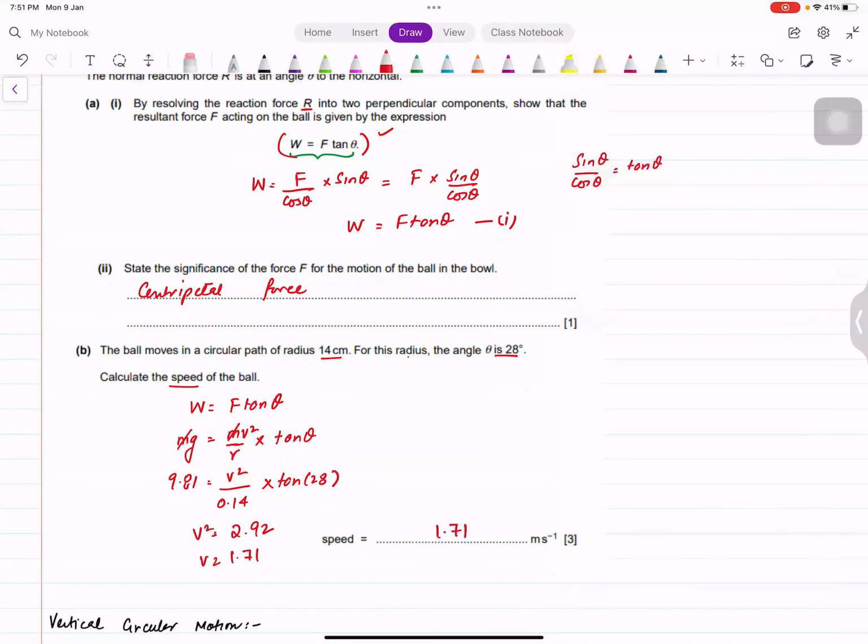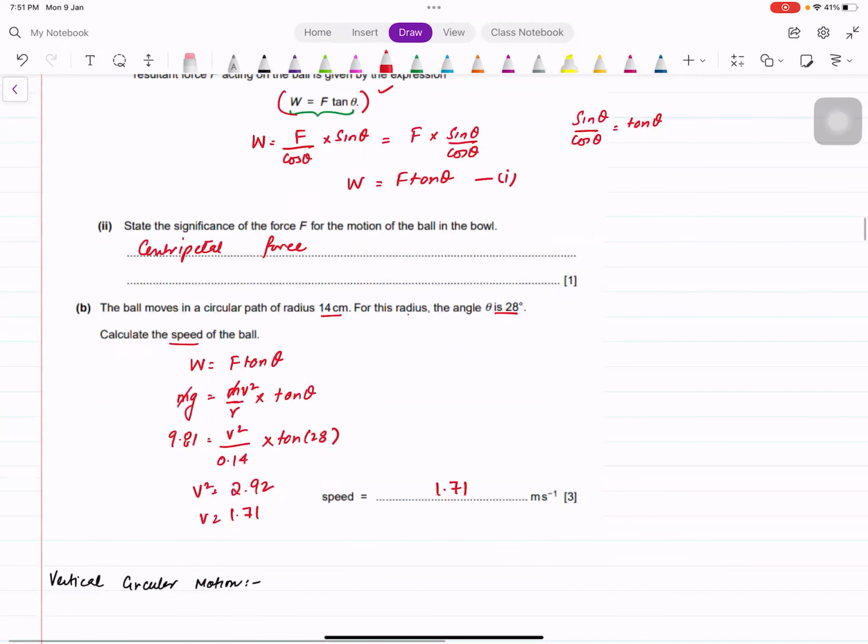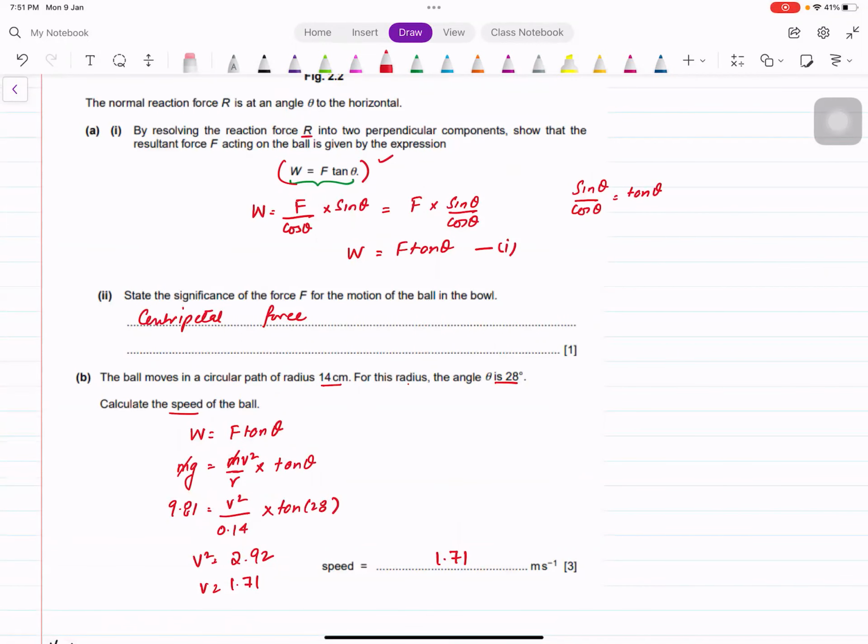All right, is that clear, everyone? Essen and Falak, do you understand this? Yes. Anush? Yes, sir. Very good. Okay. So that would be the answer. Anyway, now let's move to the vertical motion.